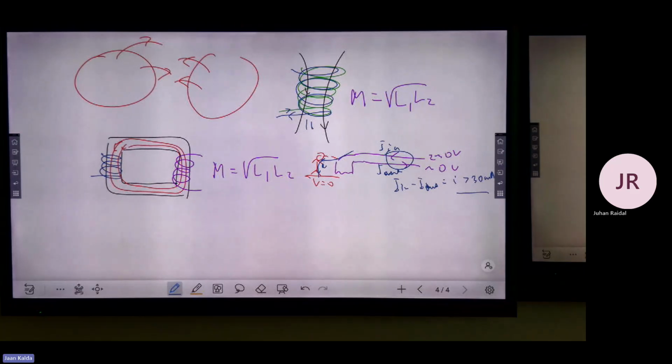All right, so that's about mutual inductance. We spent more time than I planned originally, but seeing that you didn't remember what it was, I think it was still a little bit useful to recall what it was.